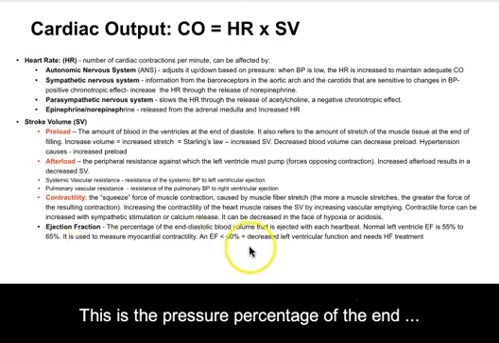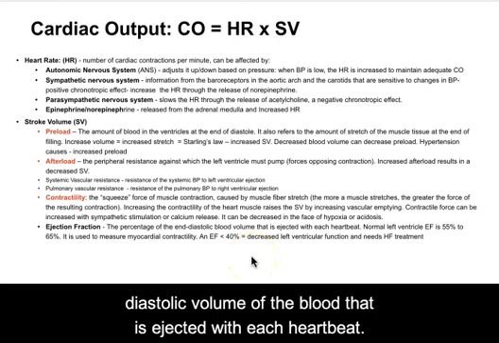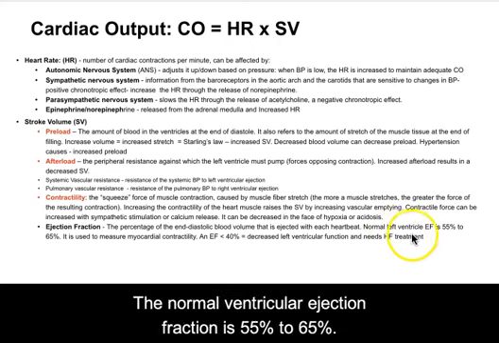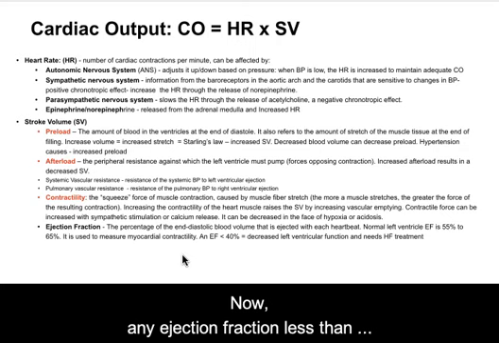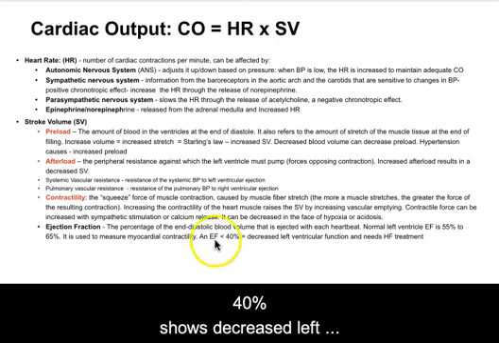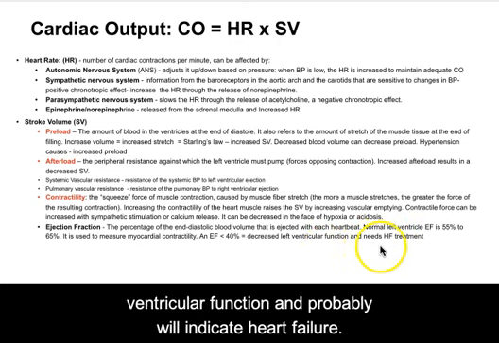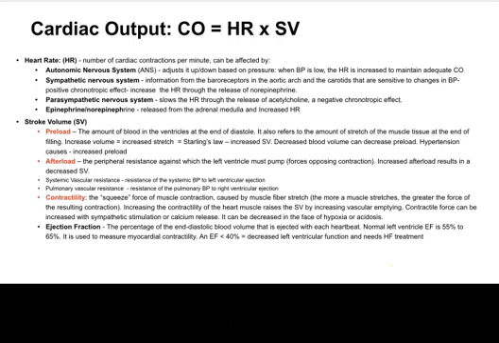This is the percentage of the end diastolic volume of the blood that is ejected with each heartbeat. The normal ventricular ejection fraction is 55% to 65%. This is used to measure myocardial contractility. Now, any ejection fraction less than 40% shows decreased left ventricular function and probably will indicate heart failure.